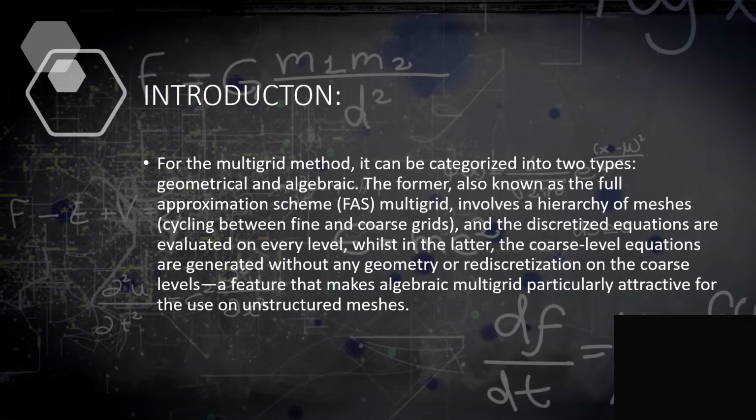Introduction. The multigrid method can be categorized into two types: geometric and algebraic. The former, also known as the full approximation scheme, FAS, multigrid, involves a hierarchy of meshes cycling between the fine and coarse grids, and the discretized equations are evaluated on every level. In the latter, the coarse level equations are generated without any geometry and redistribution on the coarse level, a feature that makes algebraic multigrid particularly attractive for the use on unstructured meshes.